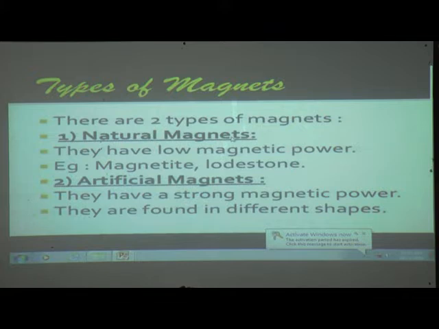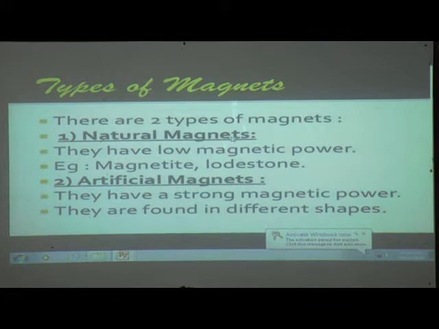Okay. Then second one, artificial magnets. So they have a strong magnetic power. They are found in different shapes. So we saw how exactly a natural magnet looks like. Remember that black stone I showed you in our previous session. So a natural magnet could be like a black stone. Okay, and artificial magnets, we are going to shape them. So we can give them different shapes.